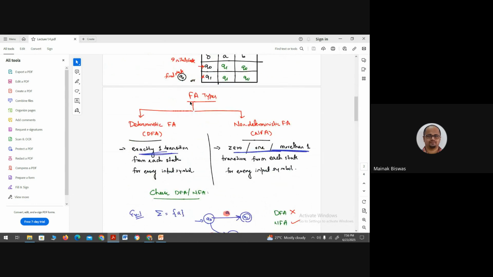Now again, there are two types of finite automata. One is called the deterministic, and then there is the non-deterministic finite automata.